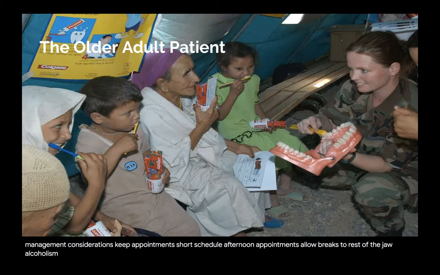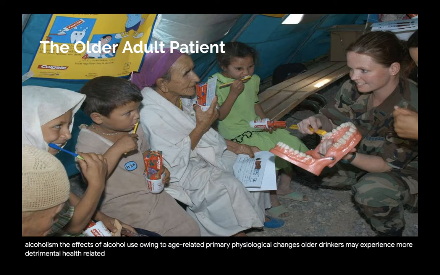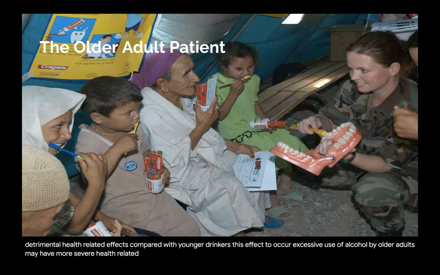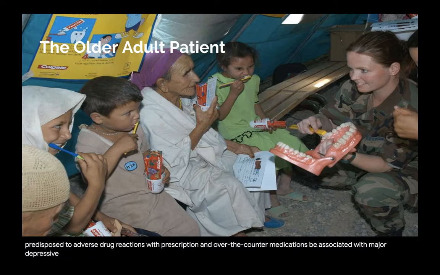Alcoholism: the effects of alcohol use. Owing to age-related primary physiological changes, older drinkers may experience more detrimental health-related effects compared with younger drinkers. Older adults require less alcohol for adverse effects to occur. Excessive use of alcohol by older adults may have more severe health-related consequences, exacerbate medical and emotional problems associated with aging, predispose to adverse drug reactions with prescription and over-the-counter medications, and be associated with major depressive disorders.